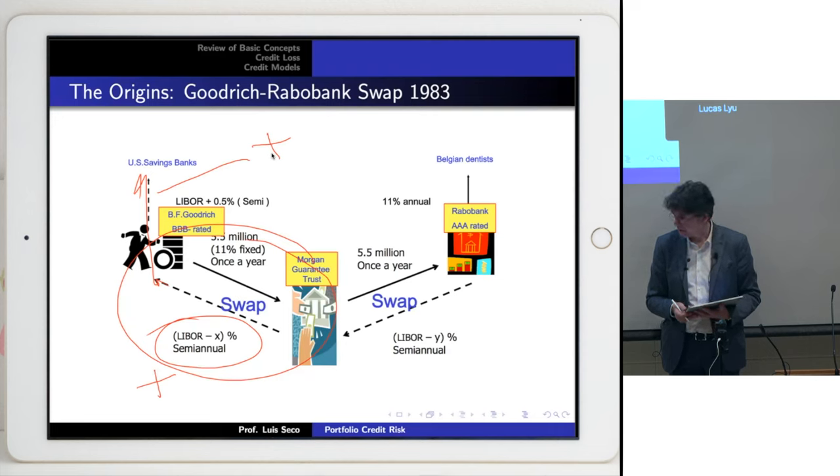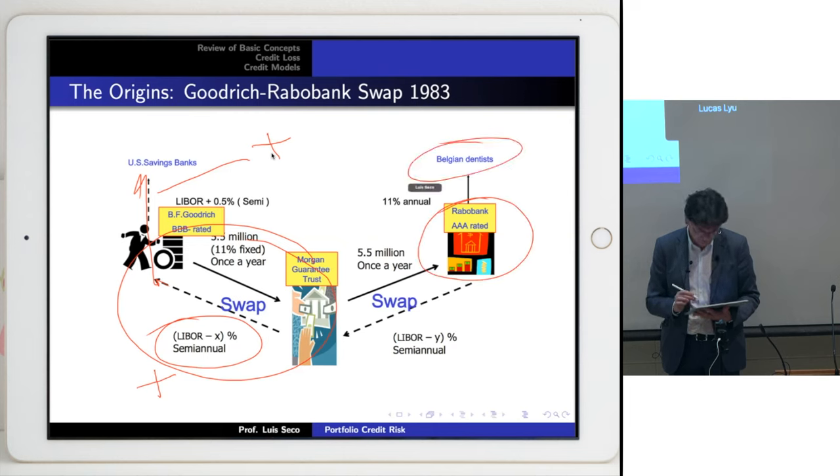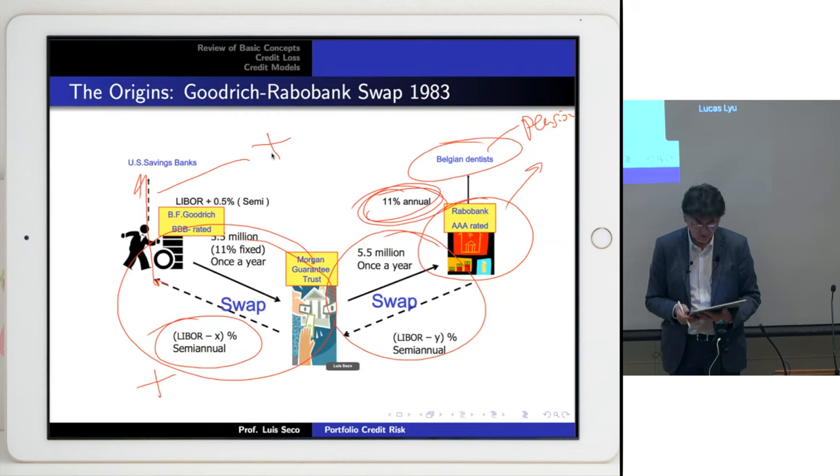So then Goodrich says, oh, well, this is good. I buy the cheap stuff, and then you give me this swap that turns the cheap stuff into the good stuff, which is what they wanted. And for Rabobank, say, well, get what you don't want. Oh, sorry, the Belgian dentist, that's the pension. They run the pension for the Belgian. That's why that's there. So get into the fixed rate market, which is not what you want, but now I turn your fixed rate obligations and make them floating rate obligations. So the swap to Rabobank has the exact opposite effect.